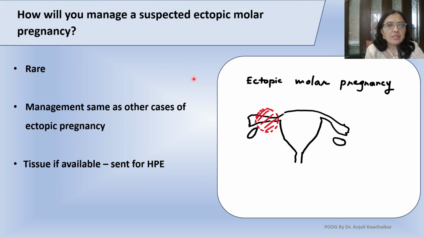Now, how do you manage a suspected ectopic molar pregnancy? It is a very rare presentation, and I have seen a patient coming very late with a large broad ligament mass. There was a huge adnexal mass, and we did HCG, and surprisingly, it came in lakhs, more than 1 lakh, and that is how we could diagnose it pre-operatively as a case of ectopic molar pregnancy. Management is the same as other cases of ectopic pregnancy, and whatever tissue we get should be sent again for histopathological examination.